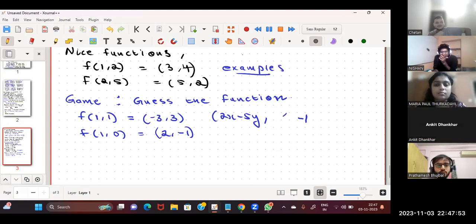Trying to solve: -x plus 4y. So if I give it 1 and 1 as input, it gives me 3. And if I give it 1 and 0, it gives me -1 and 0. This is one such example. Let's write down another example for this.